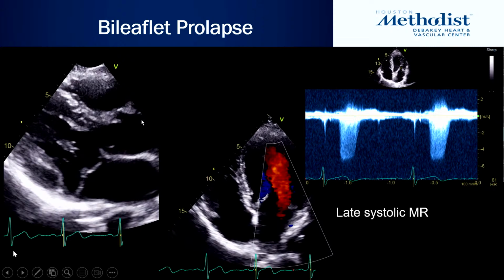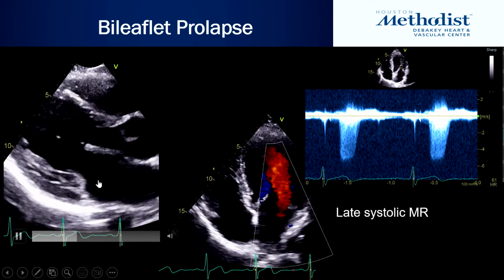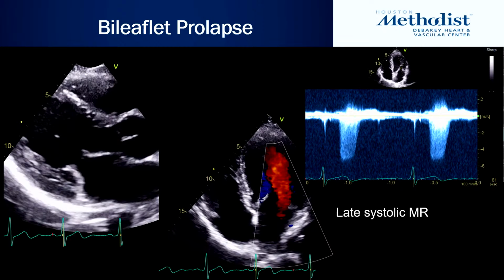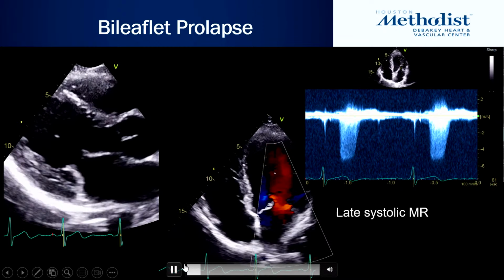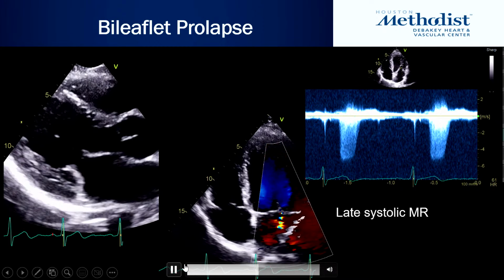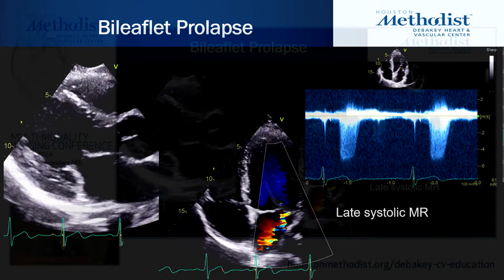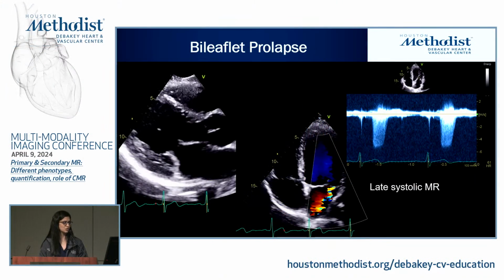This is an example of bileaflet prolapse. So you see that there's a prolapse of both the anterior and the posterior leaflets. And you always want to rely on your parasternal long axis views when you're evaluating for mitral valve prolapse. And then if you do your color Doppler here, you can see that this is a kind of a mid to late systolic MR jet. So in addition to looking at your mechanism of mitral regurgitation, you want to evaluate the timing of regurgitation, as this can influence your quantitation.